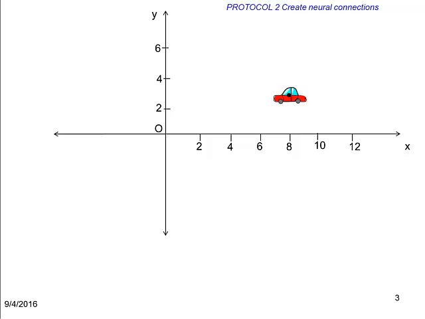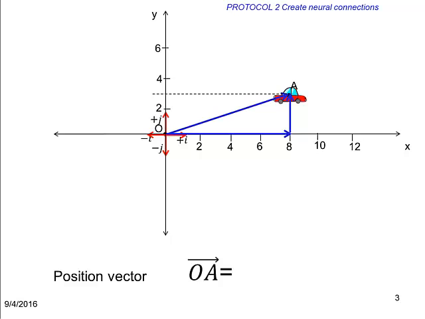In this representation, instead of using directions north, south, northeast etc., we can use directions i, j, minus i and minus j. In this case, we can say that the car is located 8 meters from the y-axis, in the positive i direction, and 3 meters from the x-axis, in the positive j direction. The resulting position vector can be represented as vector OA. Vector OA is 8i plus 3j.